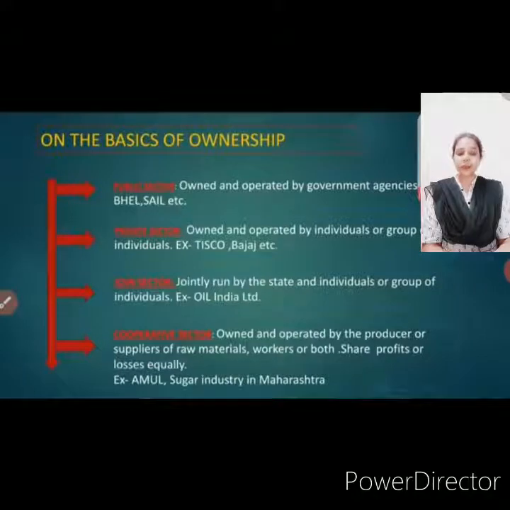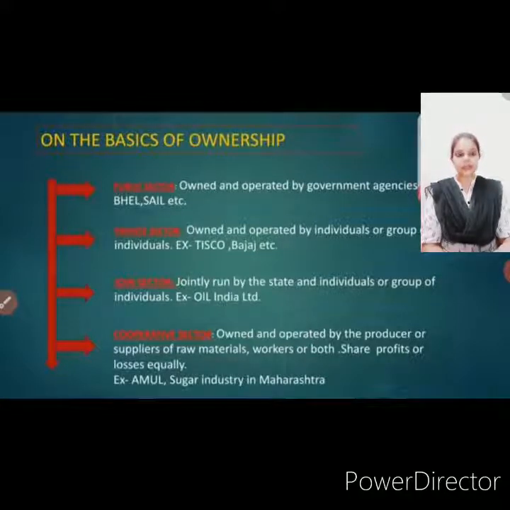Then the second one is known as the private sector. These industries are owned and operated by individuals or a group of individuals like Tisco, Bajaj Auto Limited, Dabur Industries, etc. Joint sectors. Joint sectors are those industries which are jointly run by the state and individuals or a group of individuals, for example, Oil India Limited is jointly owned by public and private sector.